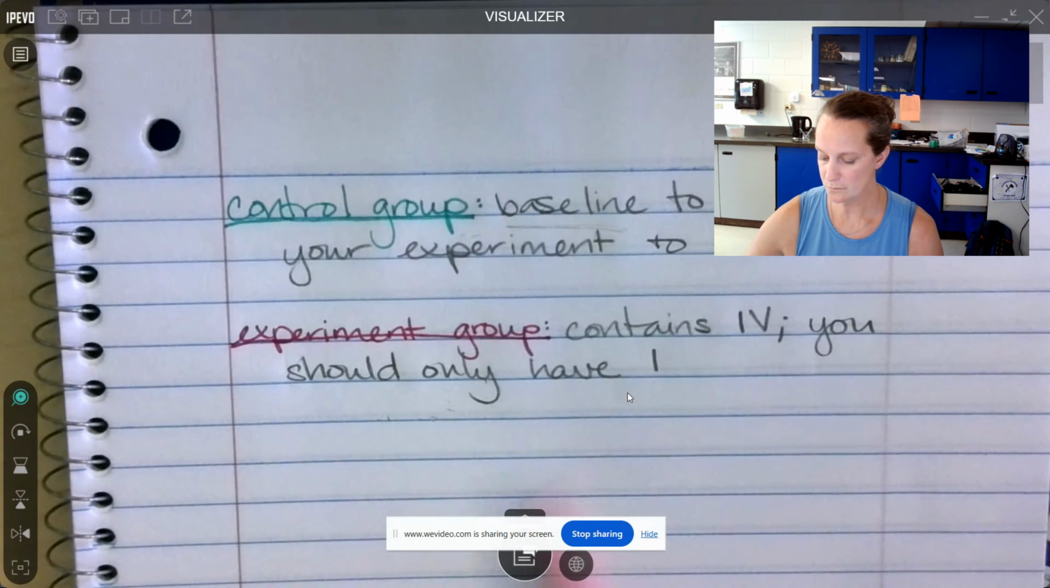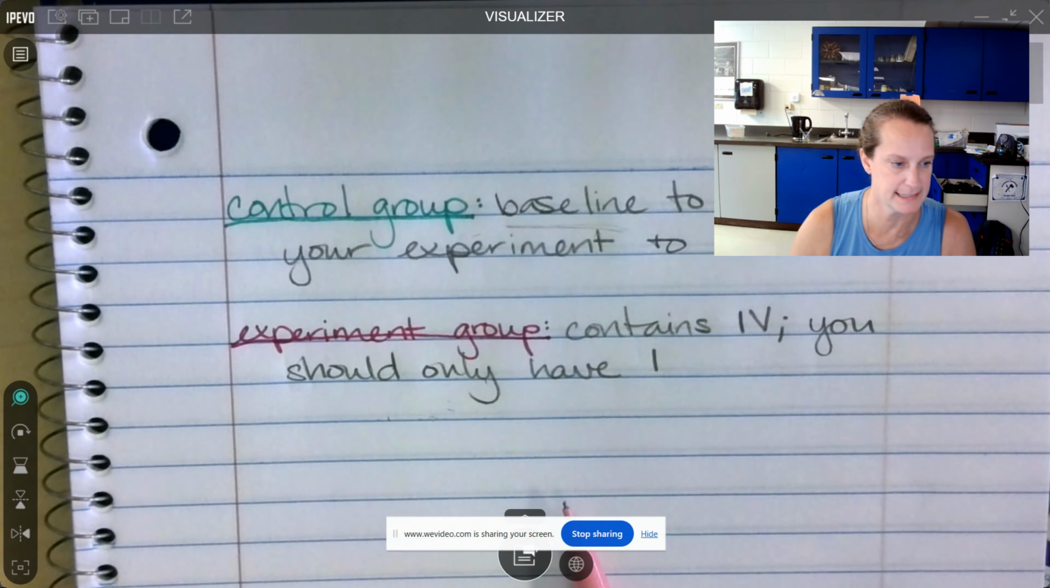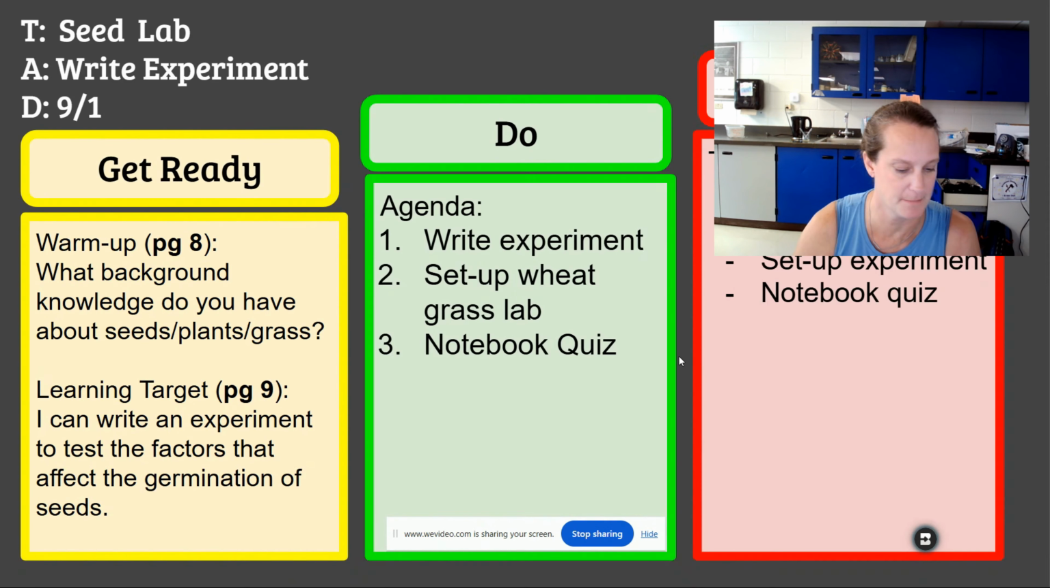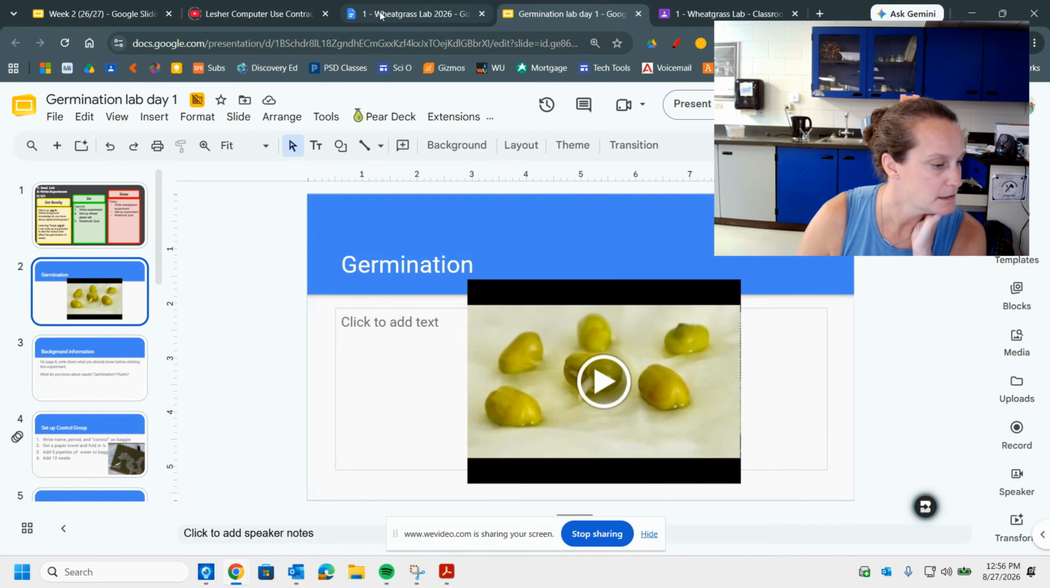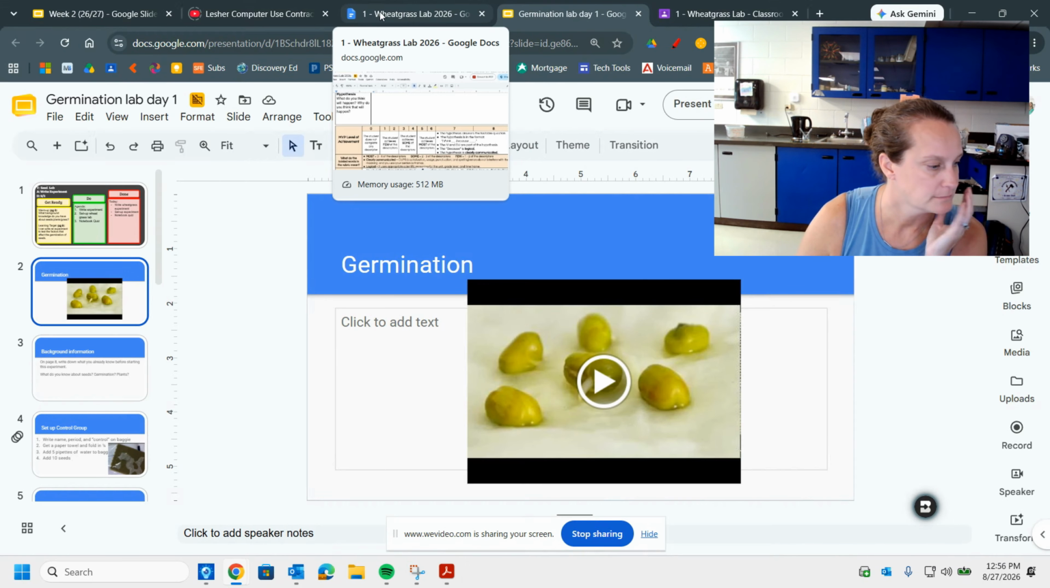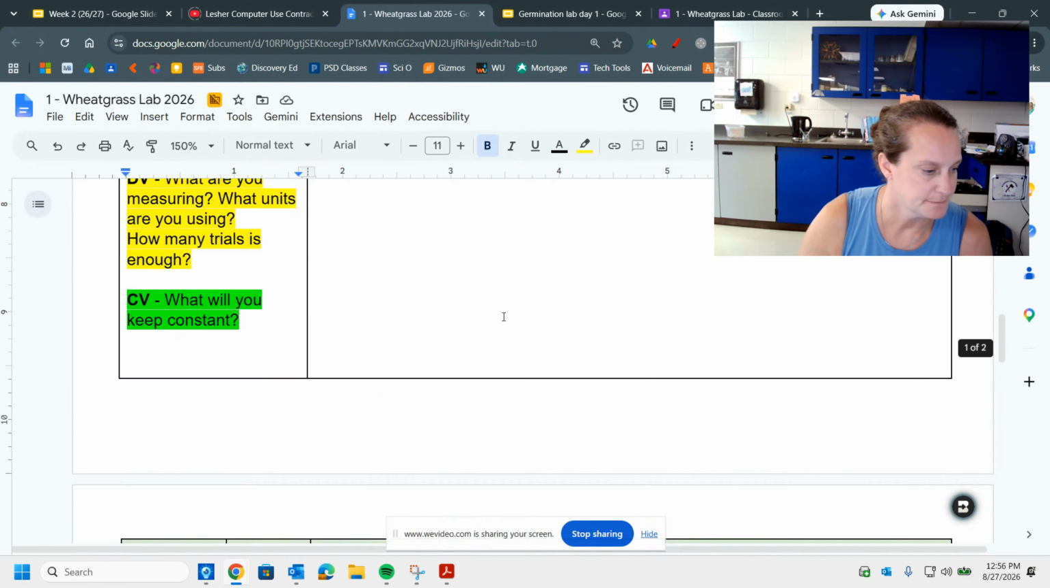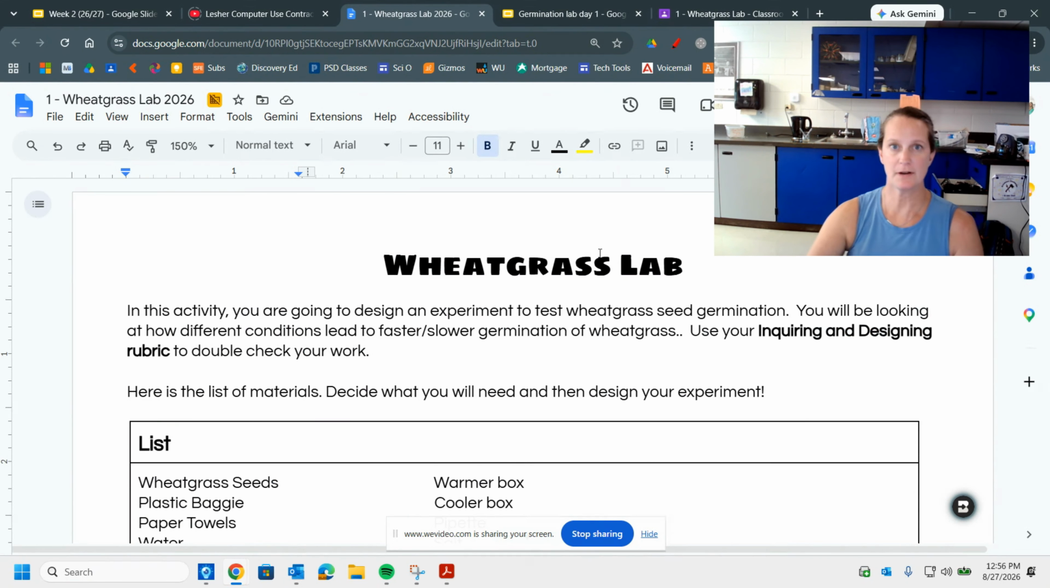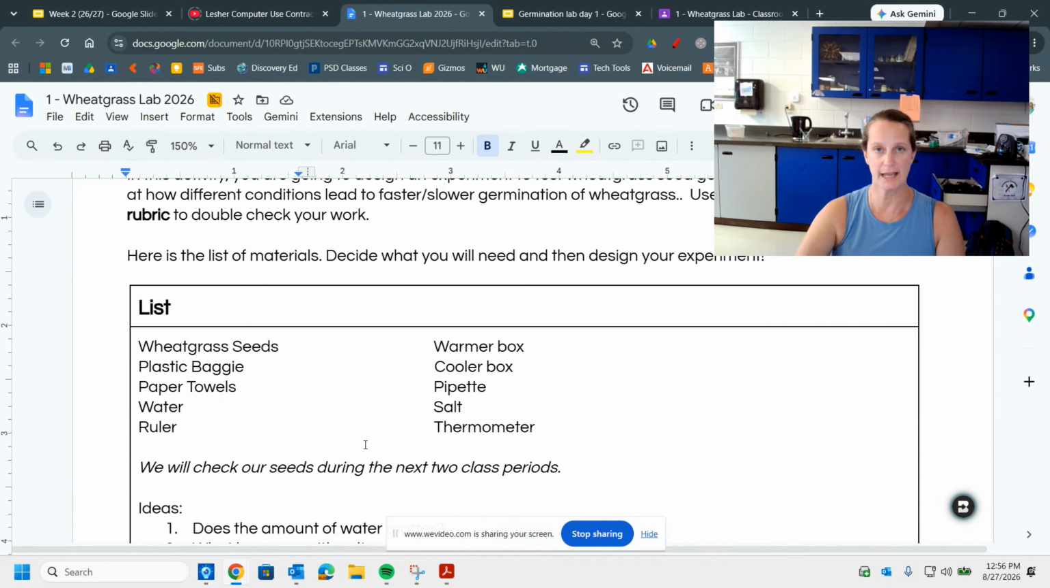So what I'm going to show you guys is the assignment that you will find in a moment on Google Classroom. Don't get your computers out yet. I'm going to show it to you first. It looks like this. Okay, so what you guys are going to do today is think about what it is that you are going to change between your two bags. Okay, so you're going to have your control group. It's going to have a paper towel and 5 pipettes of water and 10 seeds in it. Your experiment group, you're going to change something.